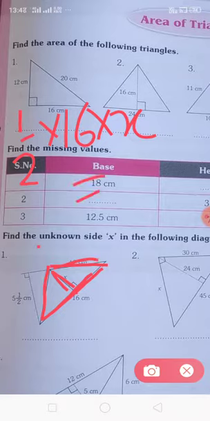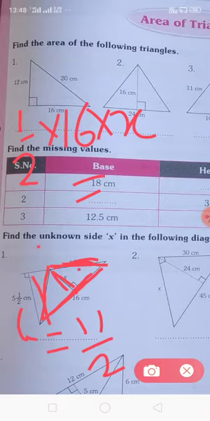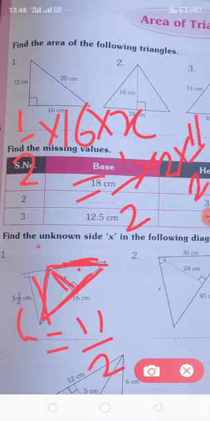Now if we suppose that this is our base, then the apex point is this, and this is your height, 5 whole 1 by 2. If we change 5 whole 1 by 2 to a mixed fraction form, we write 5 times 2 is 10, plus 1, 11 upon 2. Means this height is 11 by 2. Now if we apply the same formula, 1 by 2 base into height, the base is 12, and the height is 11 by 2.